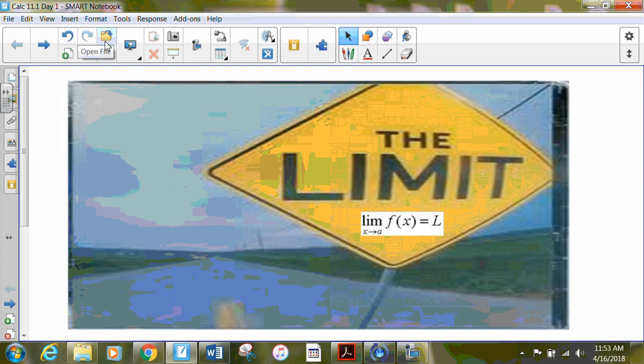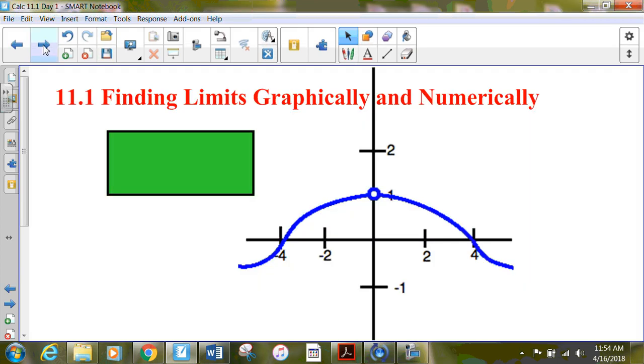So we all have an idea of having a limit, whether there's a limit to how tall people can grow or how fast people can run or swim. But this idea of limits in calculus, although it's similar, it's different. So let's look at what we mean when we talk about limits in calculus.